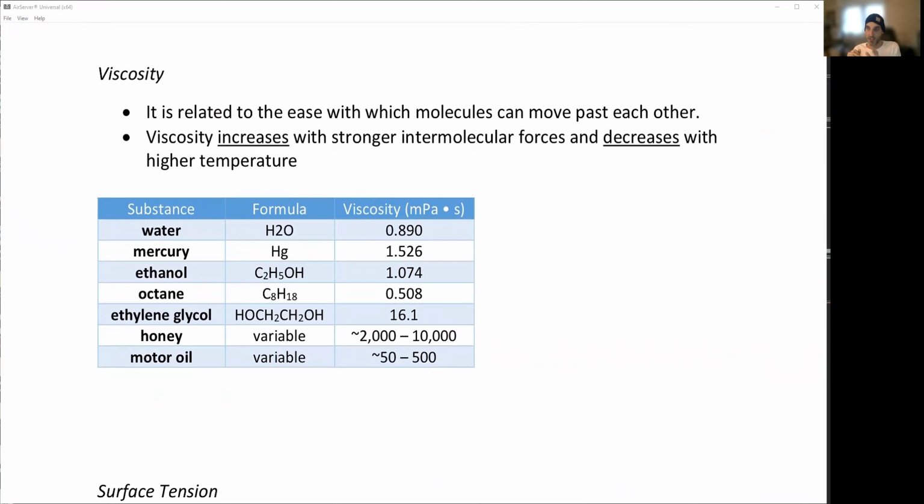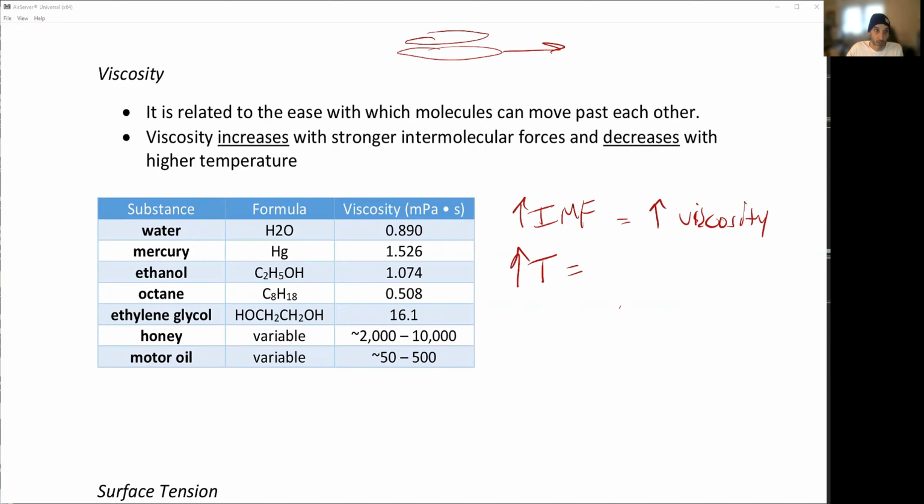So viscosity. Viscosity is related to the ease by which these things slide past one another. So if you have molecules and they have interactions, it's how easily one of them can transit past the other. And ultimately what we notice is the increase in intermolecular forces generally leads to an increase in viscosity. But an increase in temperature equals a decrease in viscosity. As you heat something up, it runs quicker and faster, right?